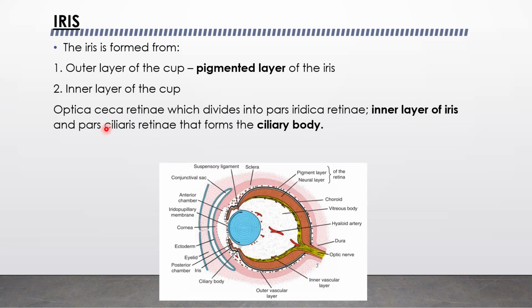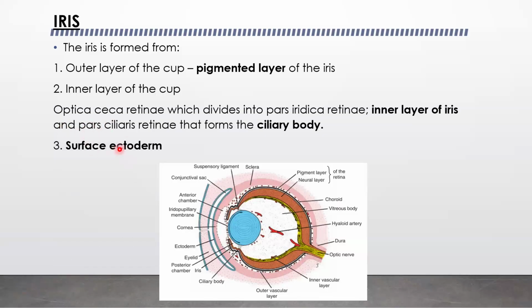So that's just to help us understand more. We have an outer layer giving us a pigmented layer. Then the inner layer of the cup forms the pars iridica retinae and the pars ciliaris retinae. Remember, this inner layer of the cup is also known as pars optica retinae. So this pars optica retinae divides into two, pars iridica and pars ciliaris. The pars ciliaris forms the ciliary body. Then the pars iridica retinae forms the inner layer of the iris. I hope that makes sense.